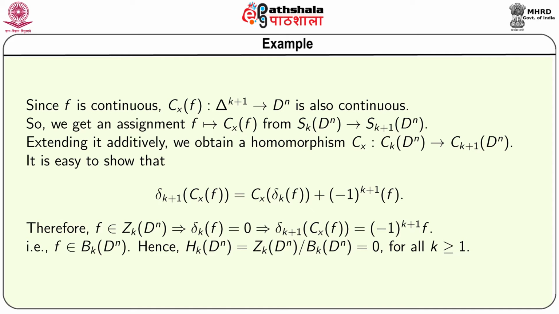Also, it is not hard to prove that ∂_(k+1) C_x f is C_x ∂_k f plus (-1)^(k+1) f. Therefore, if we take a point f from Z_k(D^n), then ∂_k f has a value 0, which implies that ∂_(k+1) of C_x f is equal to (-1)^(k+1) f. That is, the point f which we have taken from Z_k(D^n) is now a member of B_k(D^n). Hence, H_k(D^n), which is Z_k(D^n) by B_k(D^n), the quotient group, is a trivial one for every k greater than or equal to 1.